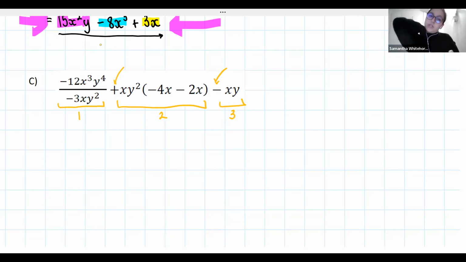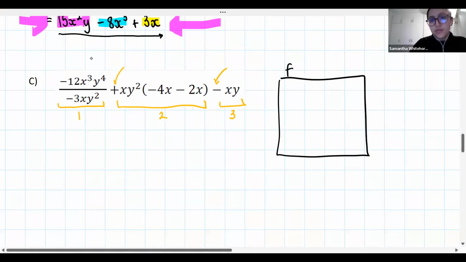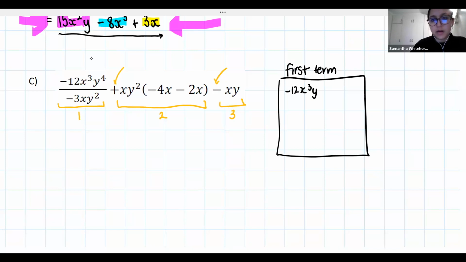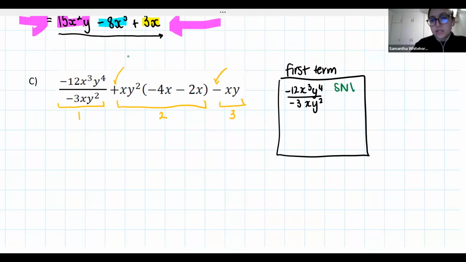Remember, what we want to do is make sure that all of our terms are simplified. So from my first term, I've got a fraction. Now, let's just draw a little block for ourselves. If we're going to simplify this first term, we are going to have to deal with the division. So we've got minus 12x cubed y to the power 4 all over minus 3xy squared. Okay, so remember, guys, SNV. This is going to be very helpful for us. Signs, numbers, variables. A negative divided by a negative is a positive.